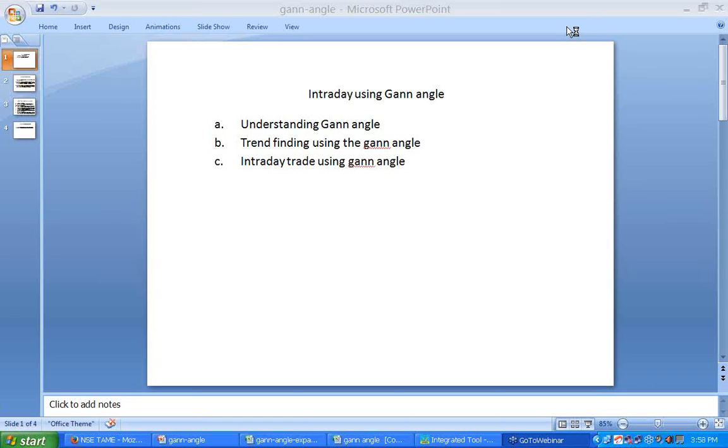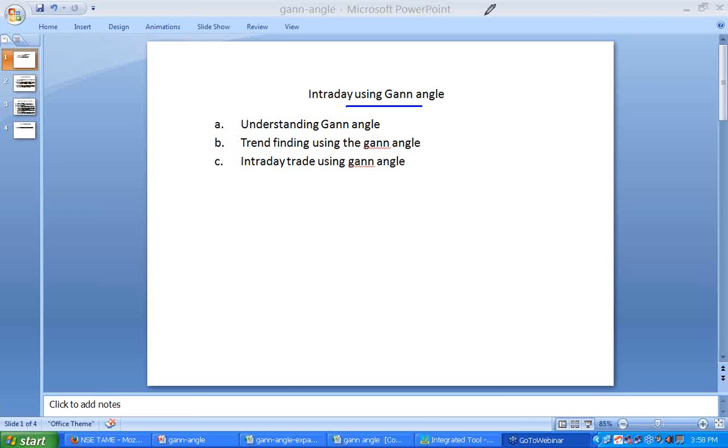In this part of my presentation, I am going to describe how to make use of the Gann angle principle. W.T. Gann has given many principles for intraday trading, for finding the trend, for making investment decisions. Also, he has given many fantastic techniques by means of which you can time the trade: after how many days or how many months my target will come. All those timing studies also W.T. Gann has given us precisely.